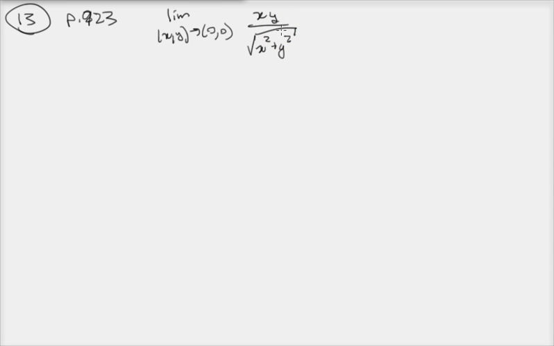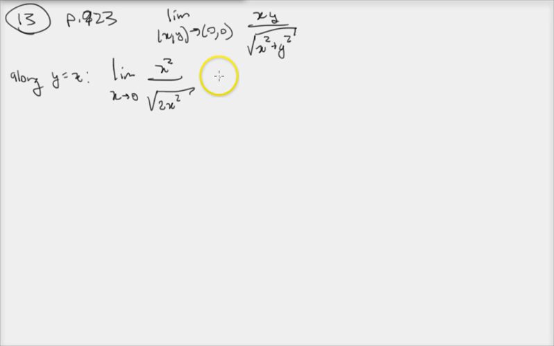So first we're going to try to approach this limit along the line y equals x, and y equals x passes through 0, 0 right here. So along y equals x, we're going to plug in an x value for each of our y values. So what we get is the limit as x approaches 0 of x squared over root 2x squared, like that.